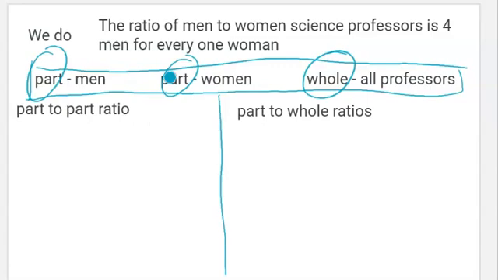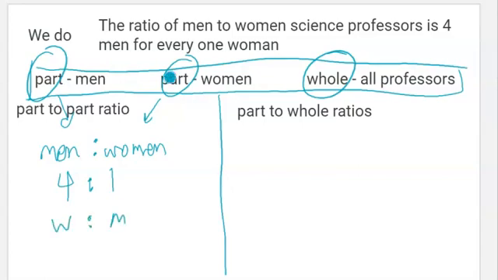So in this situation, the part-to-part ratio is the ratio we get with the two parts. So the ratio of men to women is the part-to-part ratio is 4 for every 1, 4 men for every 1 woman. Or we can reverse it and we can do the ratio of women to men, and then it just switches to 1 for every 4. There's 1 woman for every 4 men, not enough. So that is a part-to-part ratio.